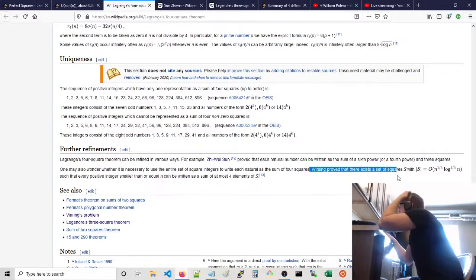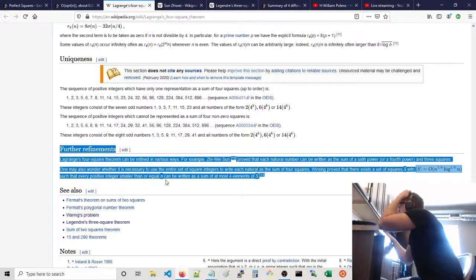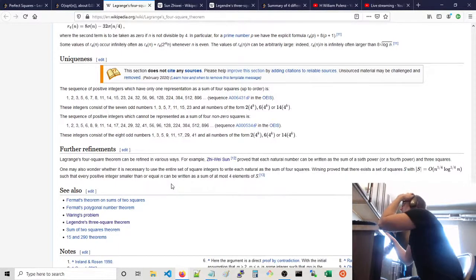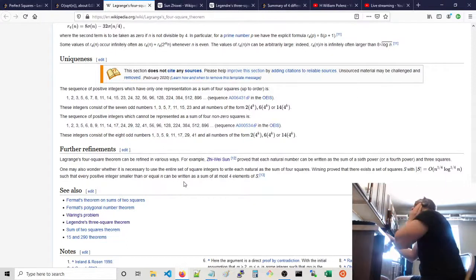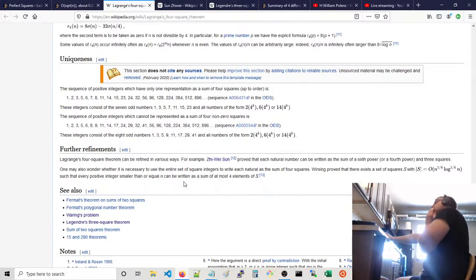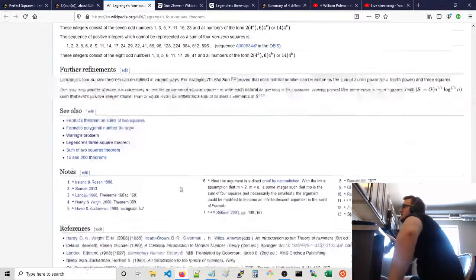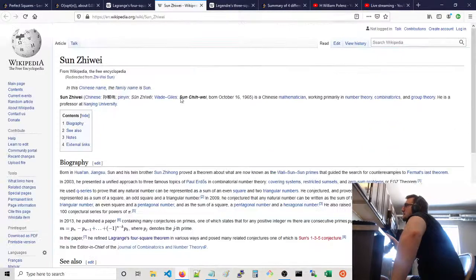Wirsing proved that there exists a set of squares S such that every positive integer smaller than or equal to n can be written as a sum of at most 4 elements of S. Can be written as a sum of at most 4 elements of S. There's some interesting stuff, man.